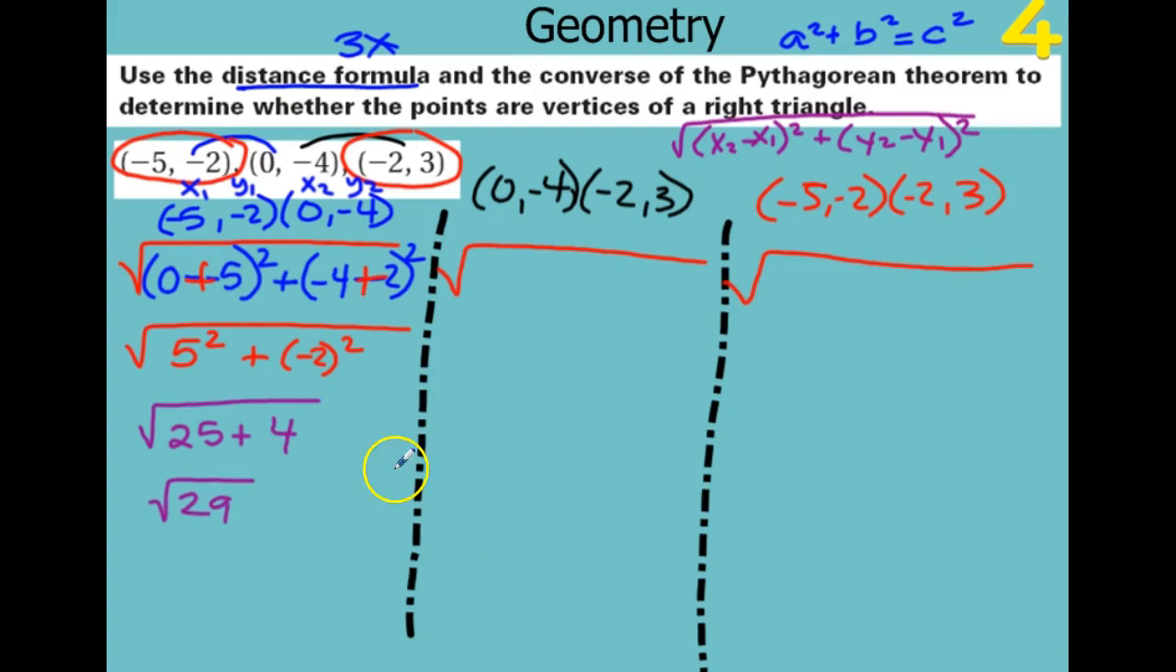For the moment, I'm going to leave this in the form of the square root because in the end, we're going to use the Pythagorean theorem up here, which will square it and leave us with a nice number. So let's try the next one.